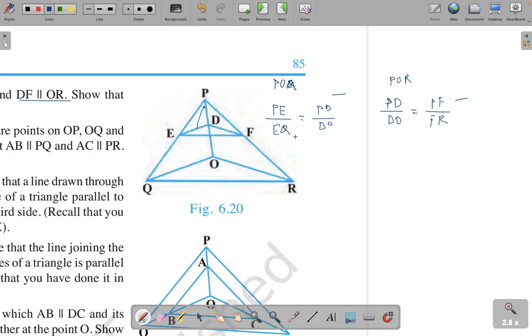Now if you compare both of these, what can you say? P upon EQ equals PF upon FR. Now look at the ratios. P upon EQ is equal to PF upon FR. So EF should be parallel to QR, right? From converse of BPT.